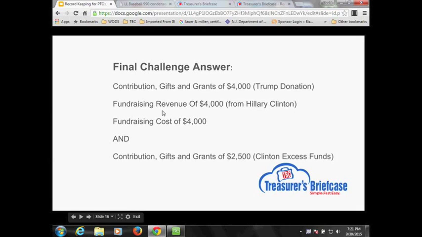In a future seminar, we'll show you exactly how to record all this, but you can see how you have to think through each transaction to make sure it's reported properly for the IRS.